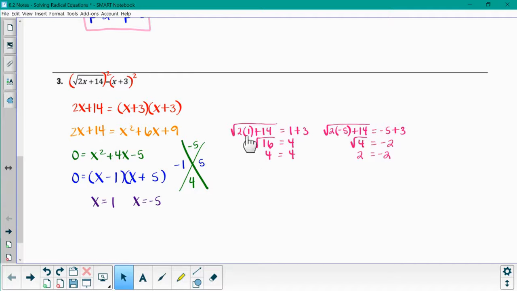Well, when I plug in 1, I get the square root of 16, which is equal to 4, so that one is true. When I plug in -5, I get the square root of 4 is equal to -5 plus 3, which is -2. Well, the square root of 4 is +2, and +2 is not equal to -2. So this one is not true, meaning it's an extraneous answer. So what I generally do in my final answer is I just cross out the one that doesn't work and I box the one that does.